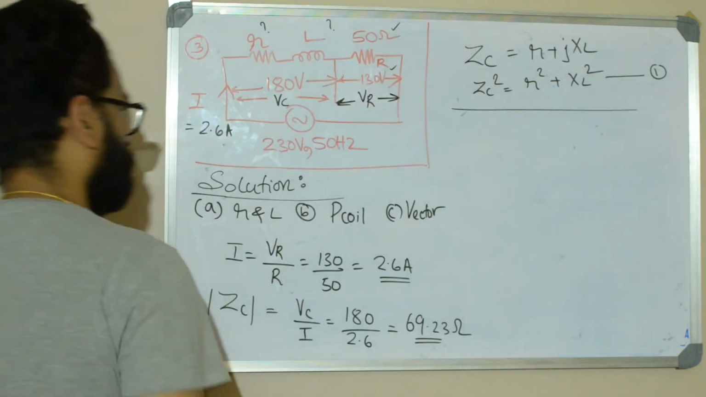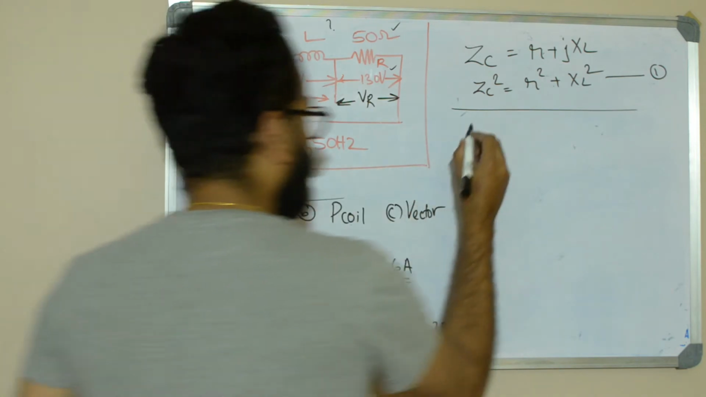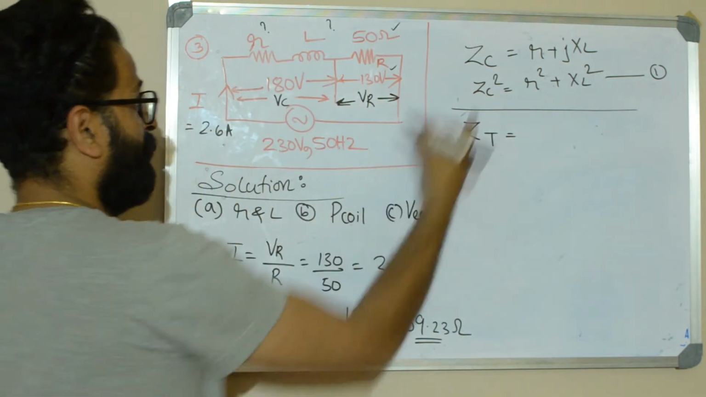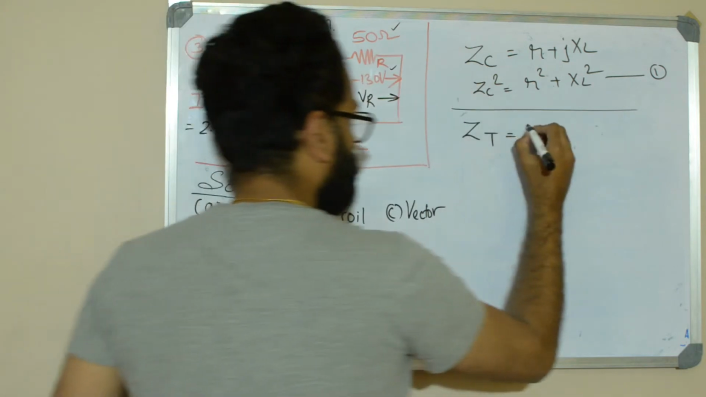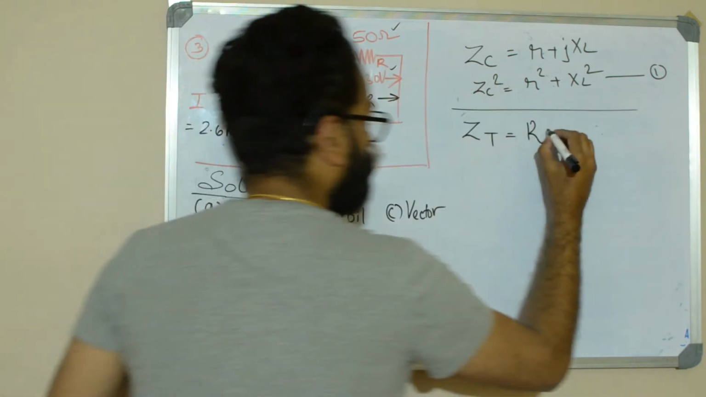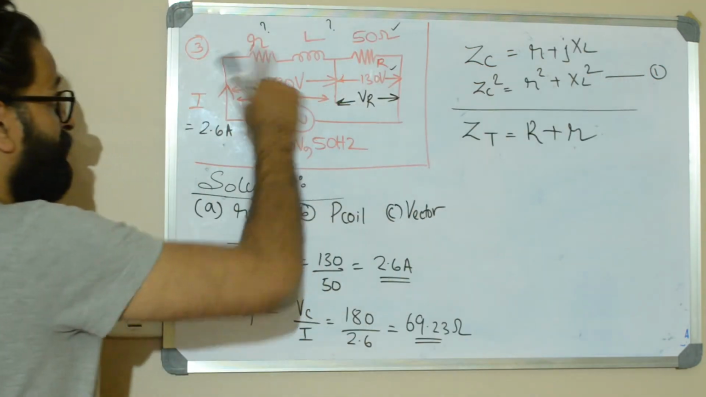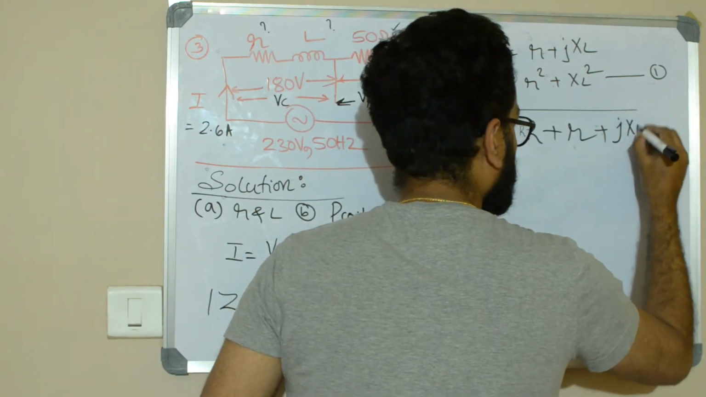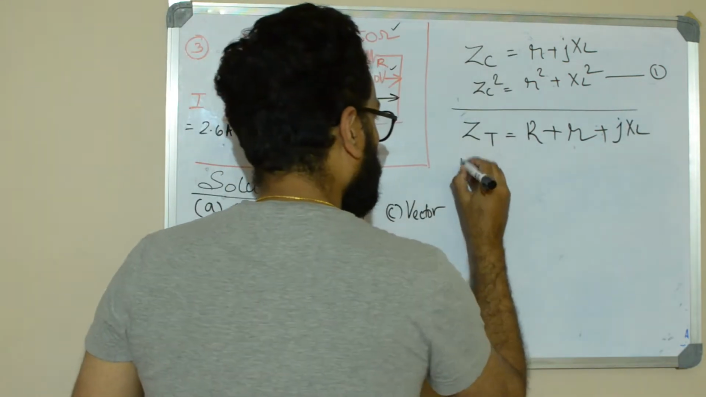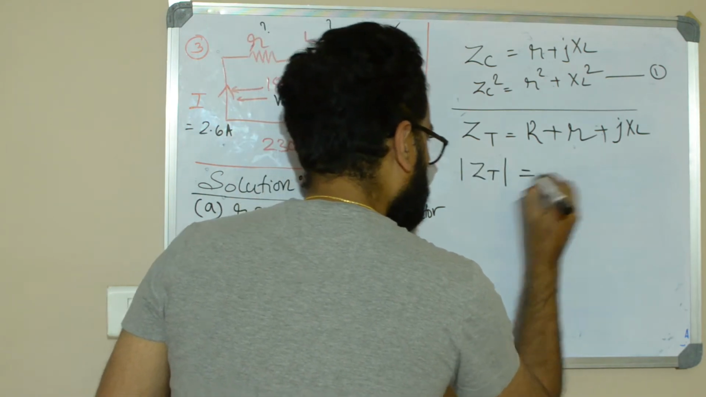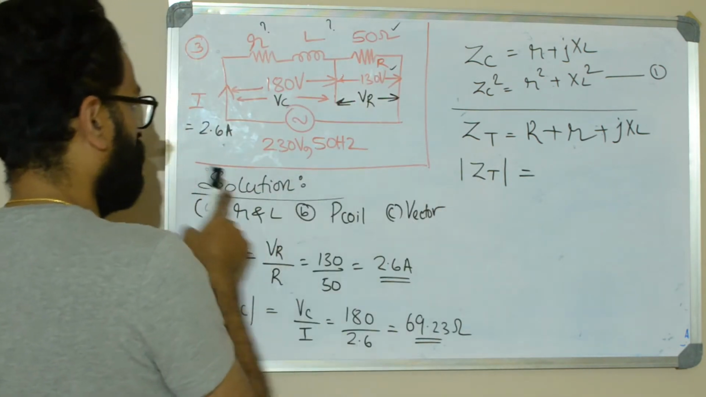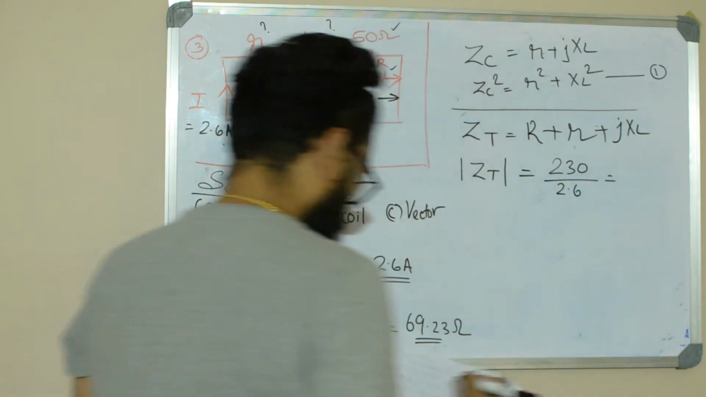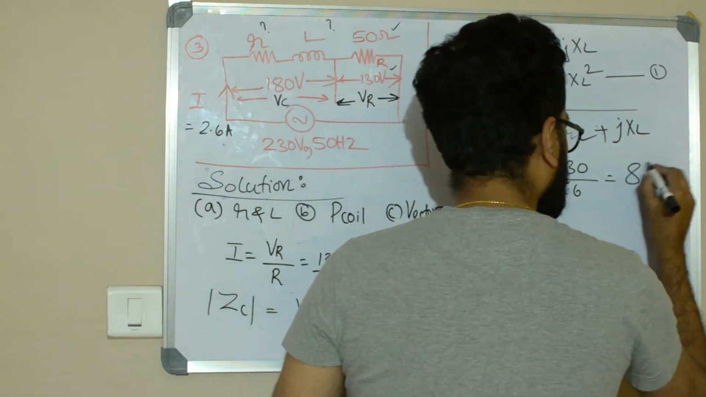Next, you can also find the overall impedance. So overall impedance, let us take it as ZT. What do we have as the overall impedance? We have pure resistance R in series with the resistance of the coil, and we also have the inductance of the coil, J into XL. Or with the problem data, you can find mod Z total. So mod Z total is equal to voltage by current, 230 divided by 2.6. So you will get Z total as 88.40.